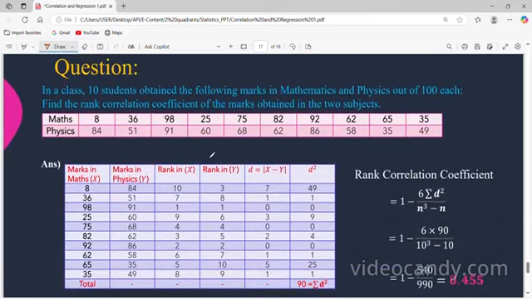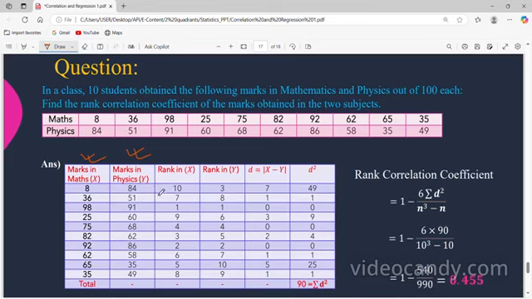Next is another question we have. In a class of 10 students, the following marks were obtained in mathematics and physics out of 100 each. Find the rank correlation coefficient of the marks obtained in the two subjects. So here maths is there, physics is there. We will write one column for maths and another column for physics.